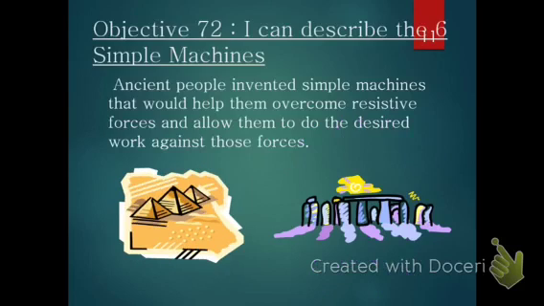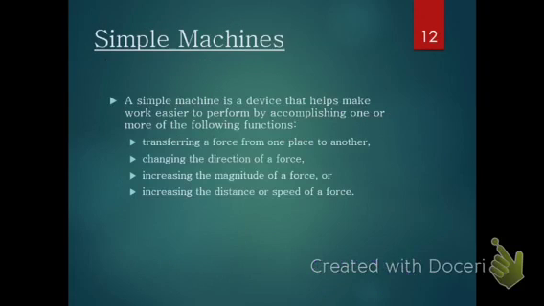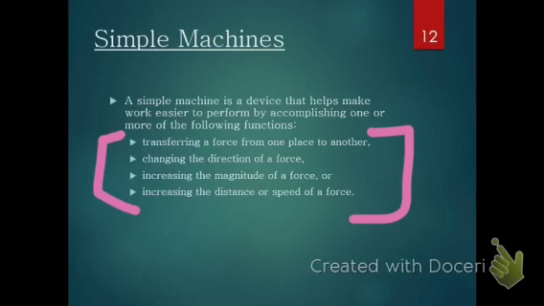Okay, they couldn't have done that without simple machines like ramps. Okay, all right, let's talk about them. A simple machine is a device that helps make work easier. Okay, it doesn't change the amount of work that you're doing, but it helps make work easier by doing one of these 4 things. So they can transfer a force from one place to another, change the direction of a force, increase the magnitude of a force, or increase the distance or speed of a force. And doing those 4 things helps make work easier.